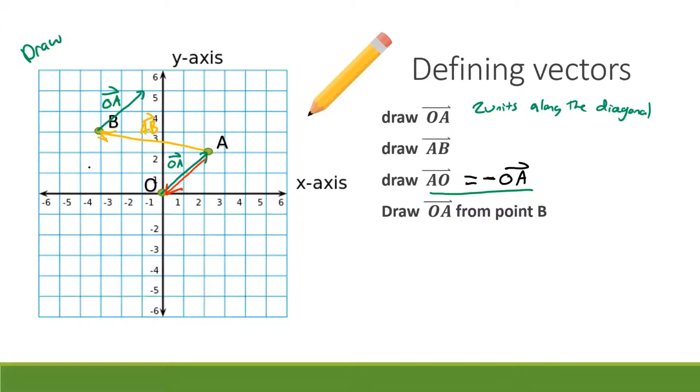And I can draw that from any point. I don't have to do OA between O and A. For example, I could do OA here. There's vector OA. Here's another vector OA. Because each of these is going 2 units up along the diagonal, up and to the right. That's what makes vectors powerful, is that they're just the direction and the size. You don't actually need to know, it can be from any point.